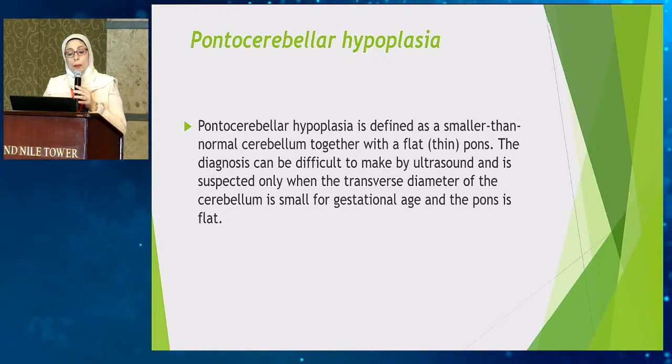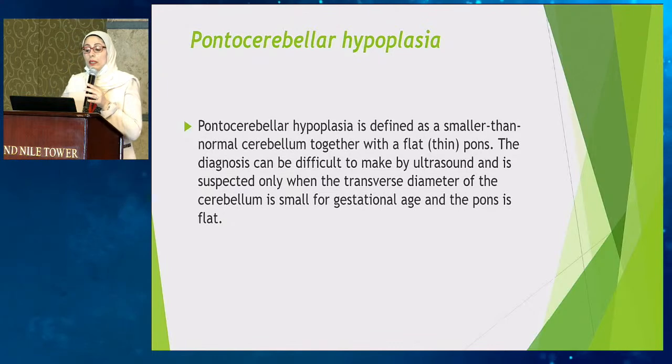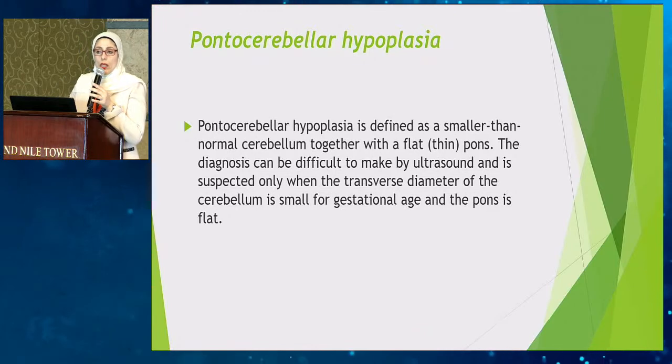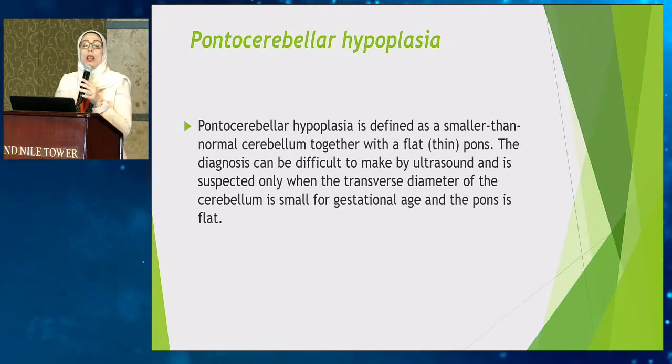البونتو سيربيلر هايبربليزيا برضو بيبقى فيه سمول اور نورمال سيربيلم على اللو كيرف، بس هنا بيبقى فيه نقطه مهمه ان بيبقى معاه كمان فلات او ثين بونز. والحقيقه ان الدايجنوزس هنا بتاع البونتو سيربيلر هايبوبليزيا ما كانش الشخص غالبا بانترا يعني انتي بارتم او انترانيتال، غالبا بيتشخص بوست نيتال بالام ار اي.